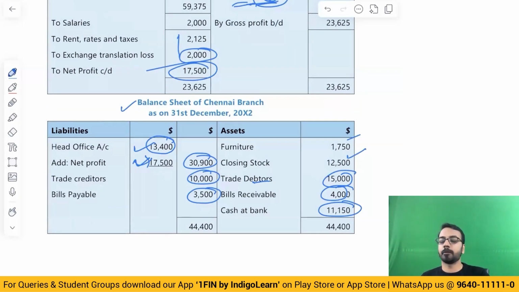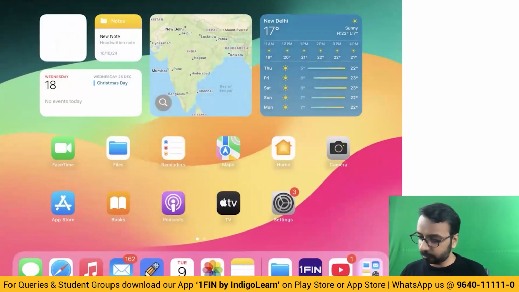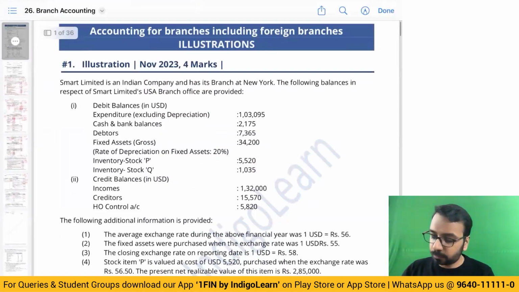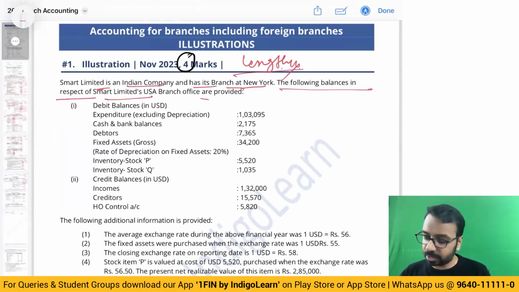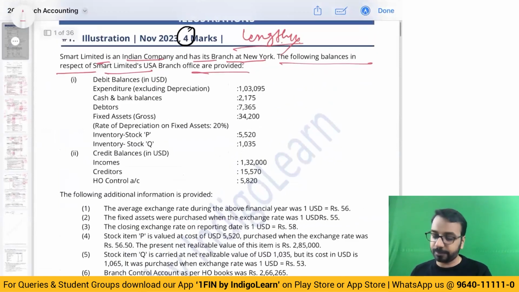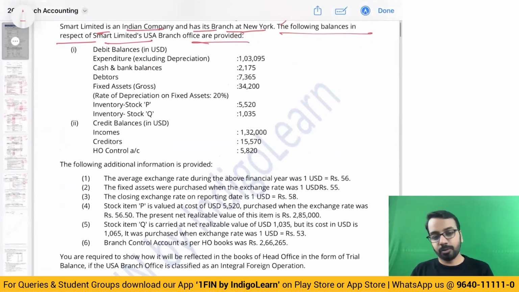Clear? Okay. Now, let us see a question from the examination. Simple 4-mark question, but it is lengthy. Okay, it's lengthy. Smart Limited is an Indian company and has its branch at New York. The following balances in respect of Smart Limited are provided. This is a 4-mark question. By the time you read it, it will take 5 to 6 minutes.